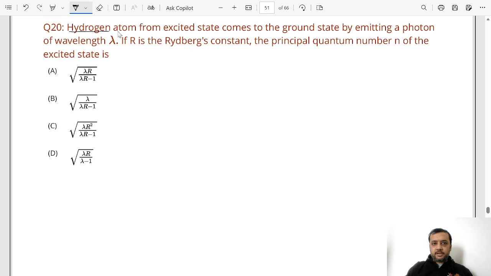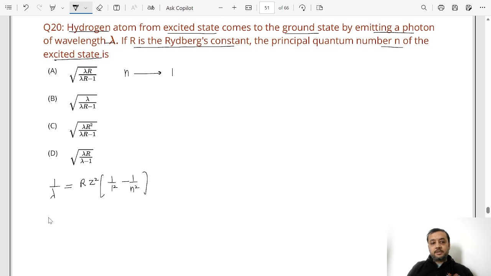In this question, a hydrogen atom comes from the excited state to the ground state by emitting a photon of wavelength lambda. If R is the Rydberg's constant, then the principal quantum number n of the excited state is? So look, if the electron falls from state n to state 1, then the wavelength of the emitted photon, 1 by lambda, can be written as R Z square into 1 by 1 square minus 1 by n square. This is using the Rydberg's formula. Now for hydrogen, Z becomes 1, so the formula becomes like this. That is the value of lambda.